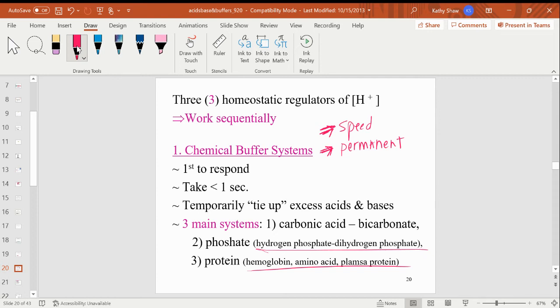So the first regulator we're going to talk about is that of chemical buffering systems. So chemical buffering systems are fast. They're going to be the first one to respond, usually in the order of seconds. So what they do is they temporarily tie up the extra acid or base, but here's how they do it. They do it based on equilibrium. So they get you to a new equilibrium that takes the extra acid, extra base out of the way, the solution, whatever the solution might be, your blood, your cellular fluids, whatever. But where it's equilibrium based, it doesn't take much to get a new equilibrium. So you get a new equilibrium and you can undo the buffering. So this is the fastest, and this is the least permanent.